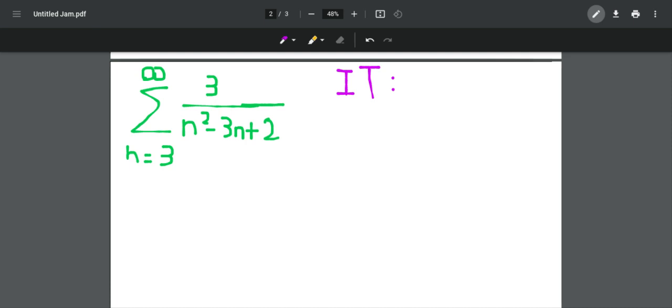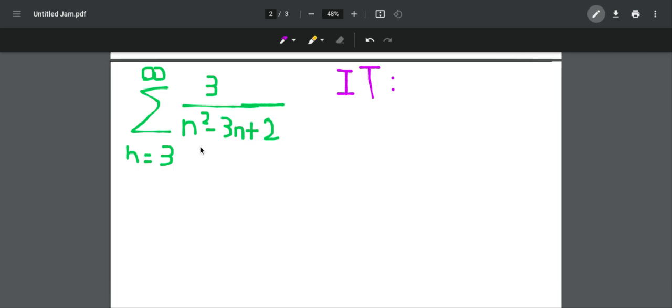If you want to find the asymptotes, which are the points of discontinuity, you factor the denominator. The points of discontinuity are at 2 and 1, which are not in the interval of the series, because the interval is from 3 to infinity. So we have no point of discontinuity, which means it is continuous over the interval. Now we can go ahead and integrate it.